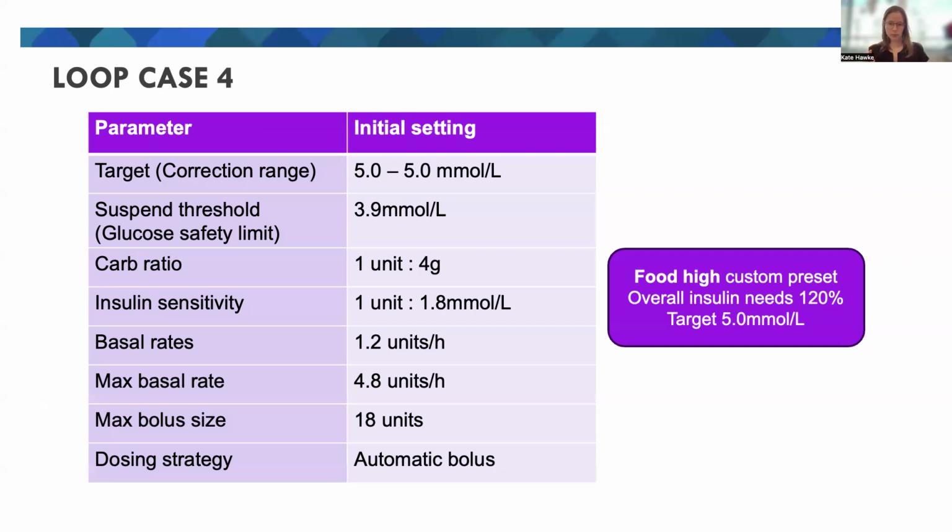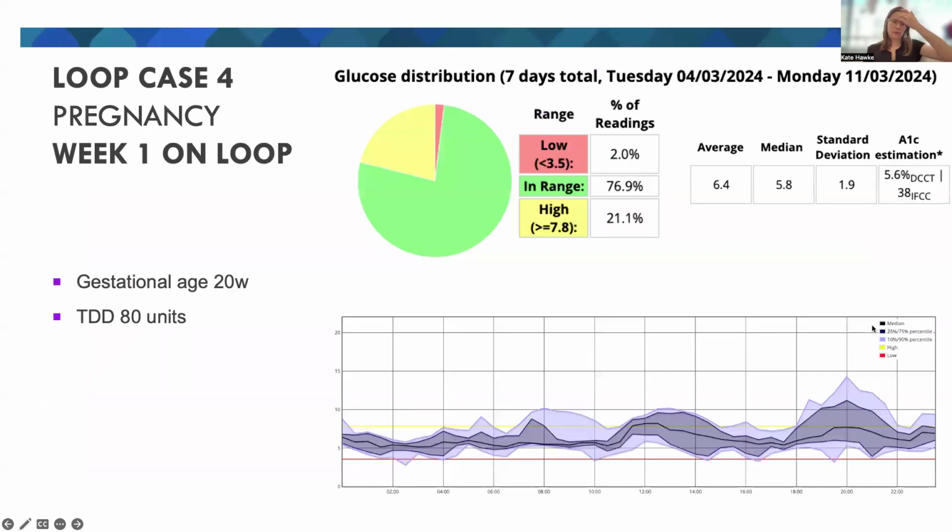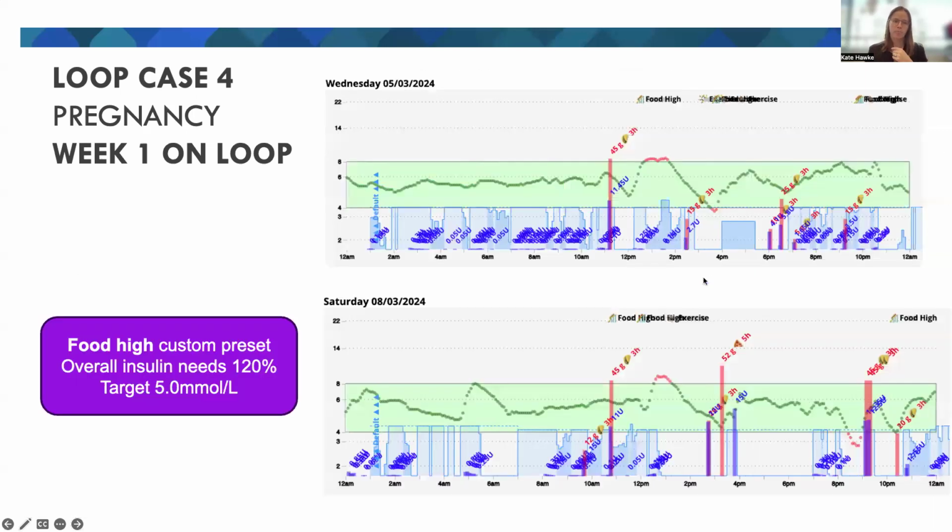So in CAM-APS, they get to press the boost button. In Loop, we can emulate that by setting up a custom preset at an overall insulin needs of, let's say, 120%, normal target glucose of 5.0 millimoles per liter, and a duration of 2 hours. If we see how this performs, in our week 1 on Loop, we're now 20 weeks gestation, total daily dose 80 units, and we've brought our time in range up to 76%, starting out on Loop. But the food high custom preset really comes in.